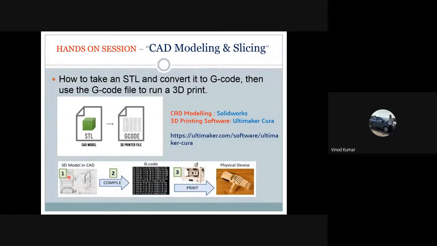For modeling, we need to have modeling software. Once this modeling is done, then we need to compile and convert it into a G code. Why it has to be converted to G code and then fed to the 3D printer, that we will explain. Once we feed it to the 3D printer using the G code, the printing will happen automatically and we get the final product out of it.